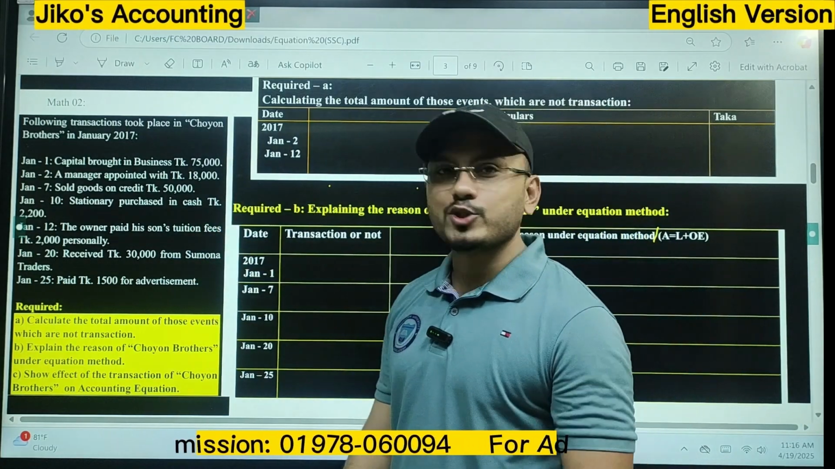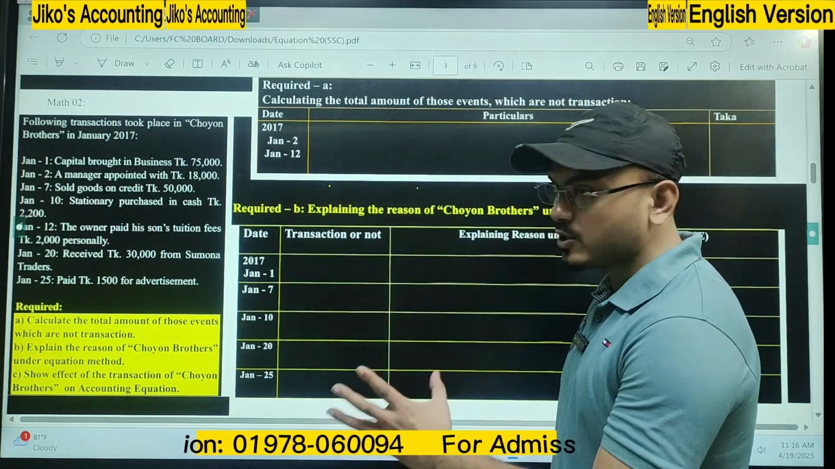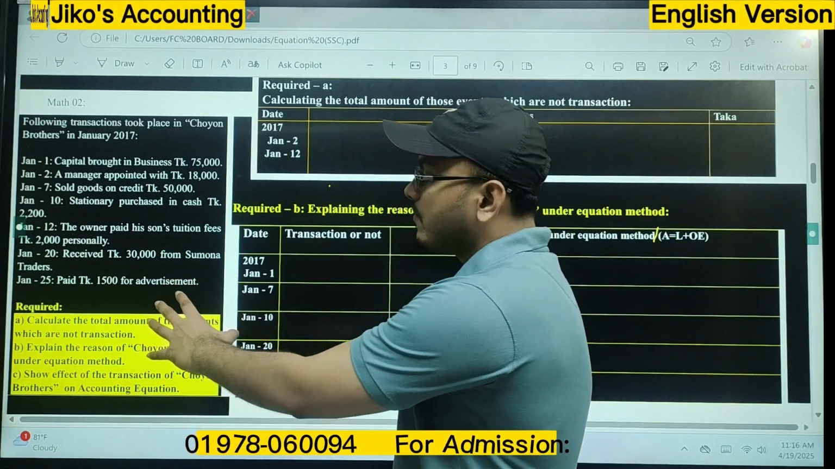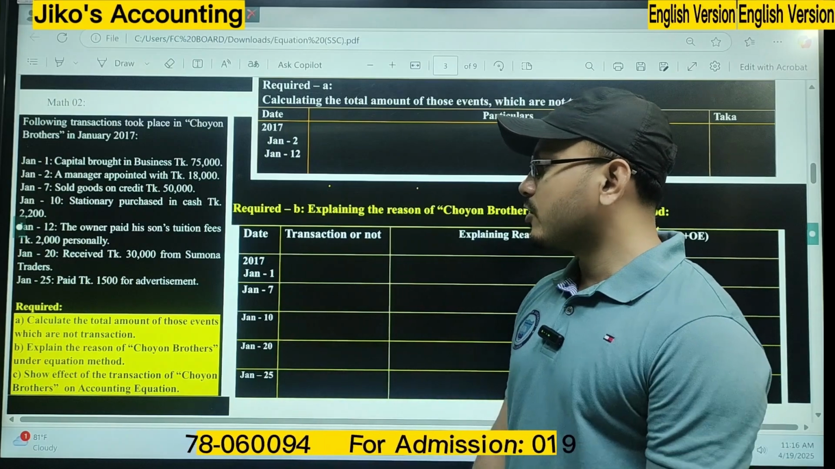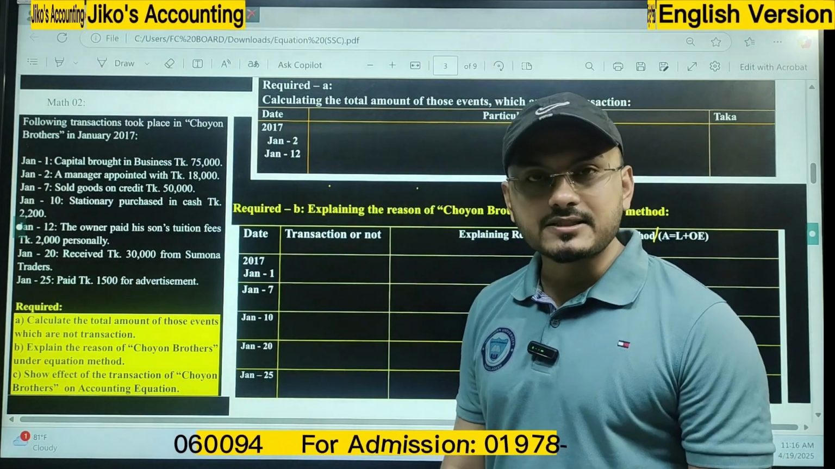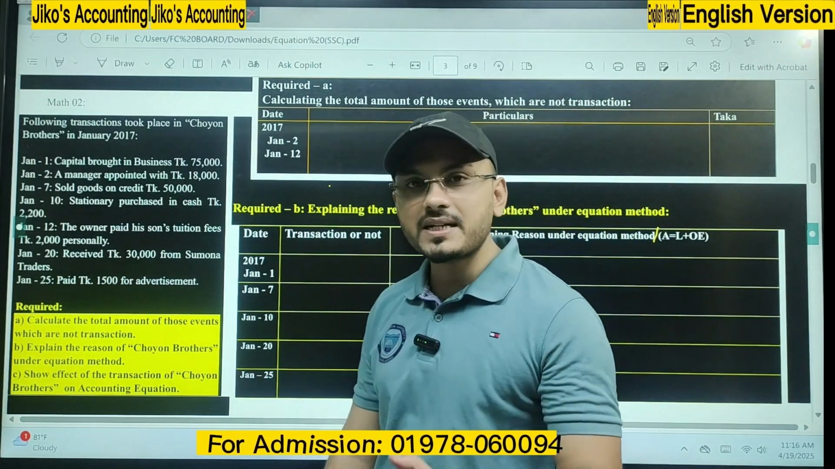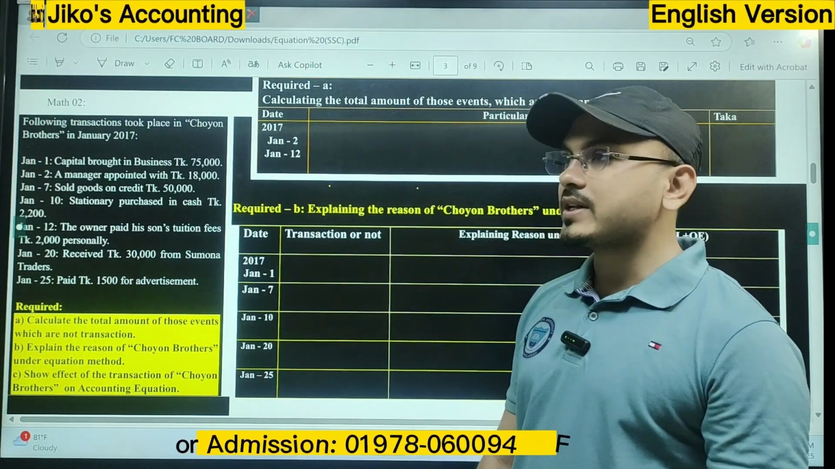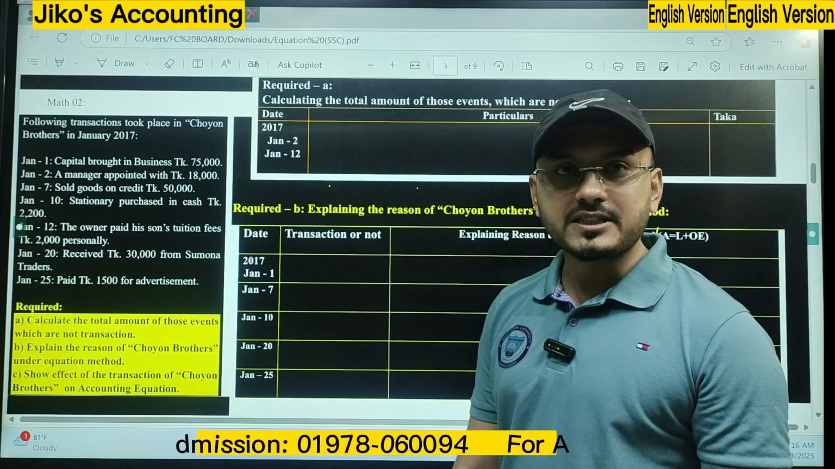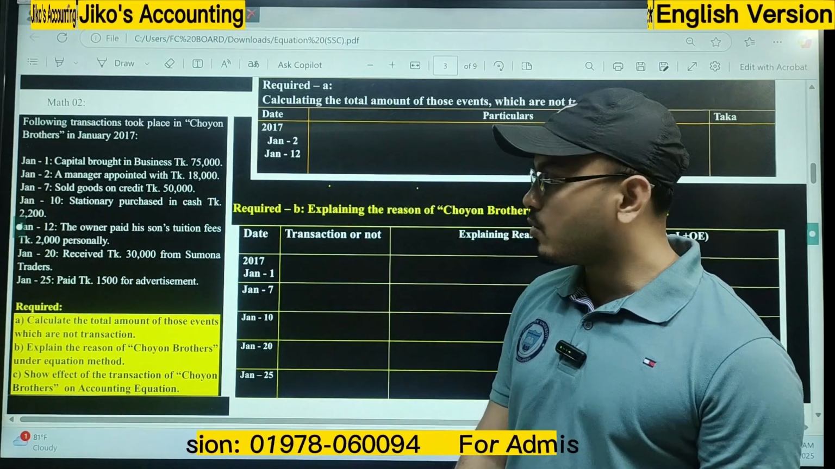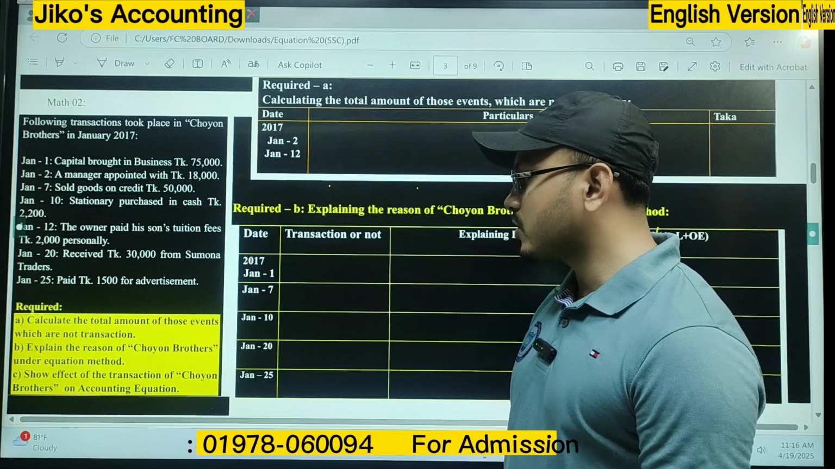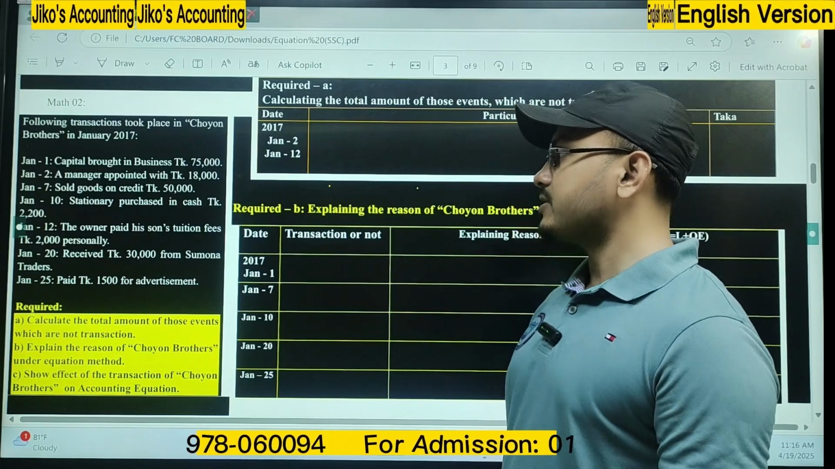What we have been told to do, first of all, we have to focus on our requirements, right? First requirement is to calculate the total amount of those events which are not transactions. This is our first requirement that we need to solve. And what is our second requirement? Explain the reason of Choyan brothers under equation method. Then our last one is to show the effect of the transactions of Choyan brothers on the accounting equation.